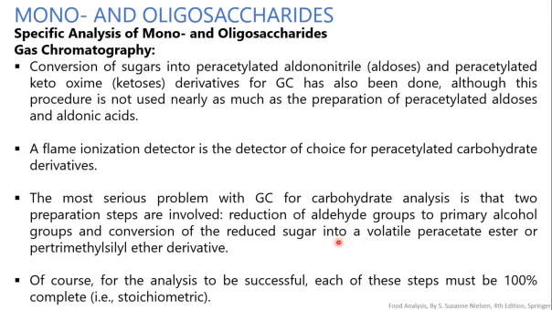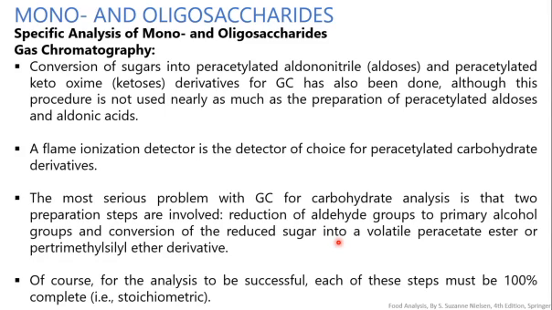So the conversion of sugar into per-acetylated aldonitrile, that is aldoses, and per-acetylated ketoxime, that is the ketose derivatives, for the GC has been done. Although this procedure is not used nearly as much as the preparation of the per-acetylated aldoses and aldonic acid. A flame ionization detector is the detector of choice for the per-acetylated carbohydrate derivatives.